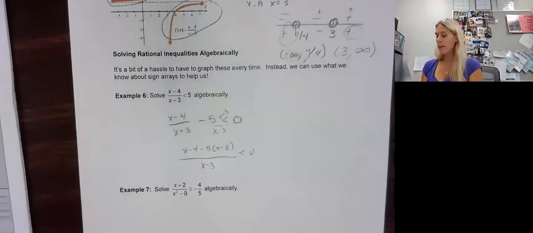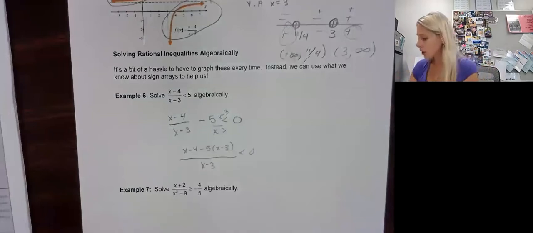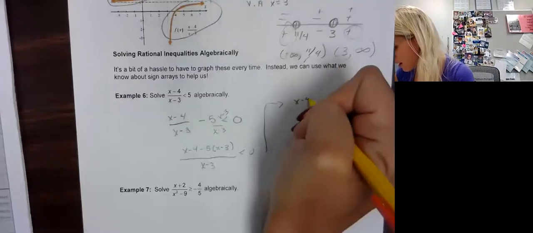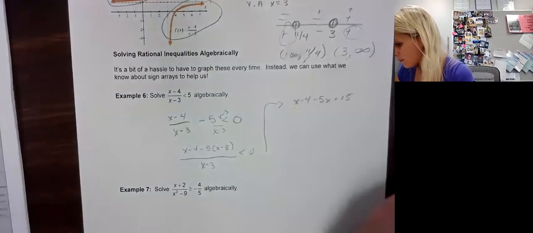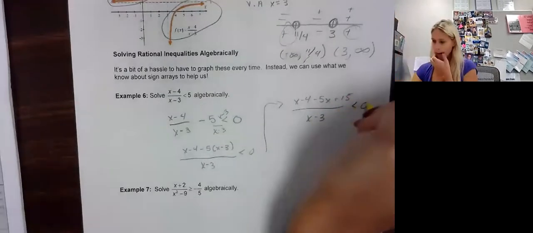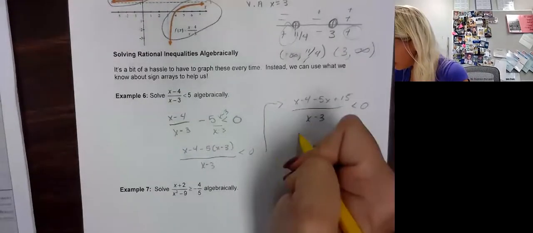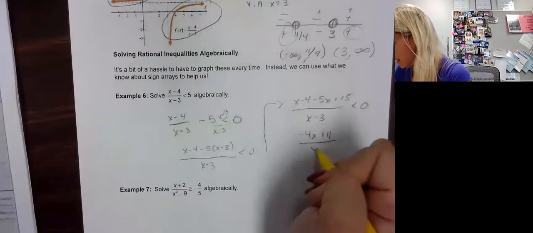Now I'm going to simplify everything. And by the way, simplifying is not crossing out. Crossing out would have been your very last step. And as you can see, we have a lot more to go. We can distribute, we can combine like terms. So if I distribute, I get x minus 4 minus 5x plus 15 all over x minus 3. Okay. Now we have negative 4x plus 11 all over x minus 3.